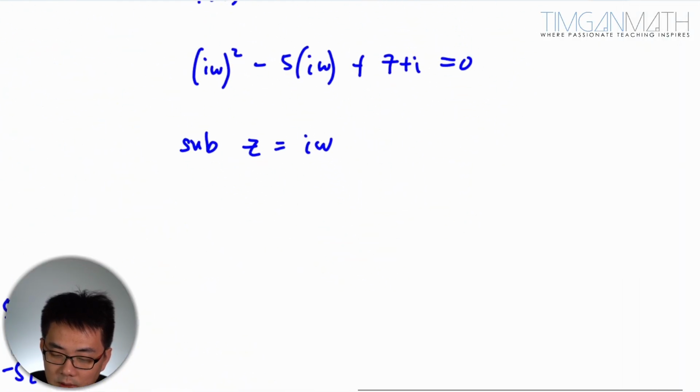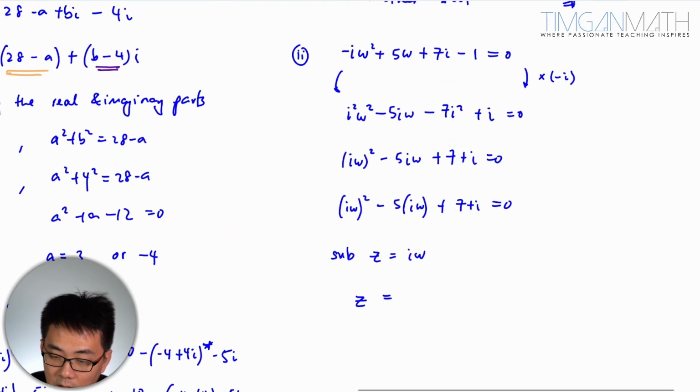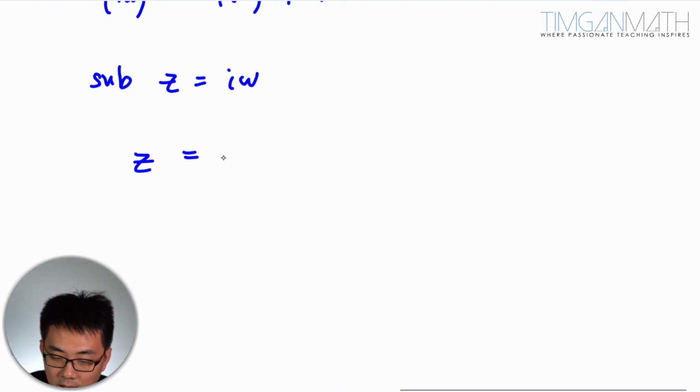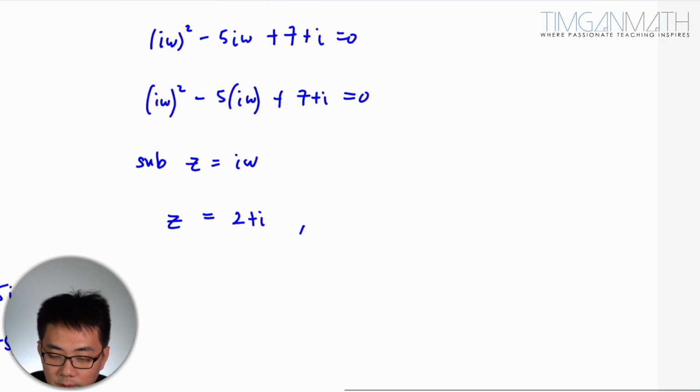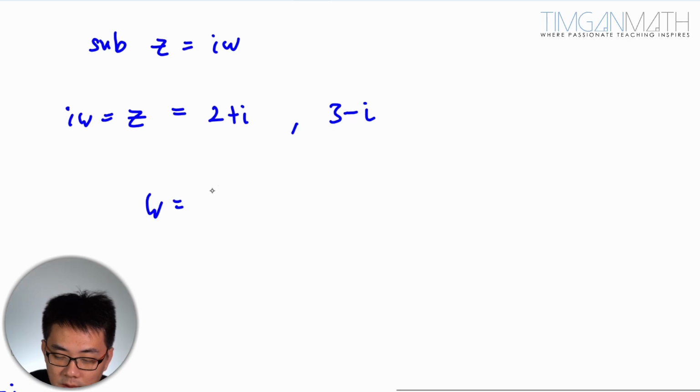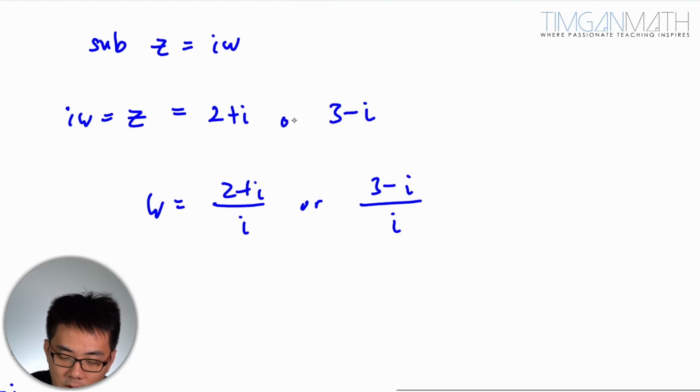So in other words, if z from the previous part is equal to 2 plus i, and alpha, so this 2 plus i, alpha would be 3 minus i, so this would just be iw. So w will be equal to 2 plus i divided by i, or 3 minus i divided by i.